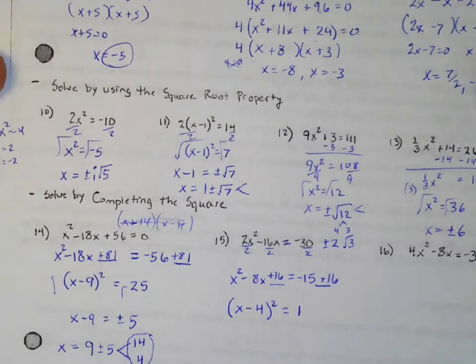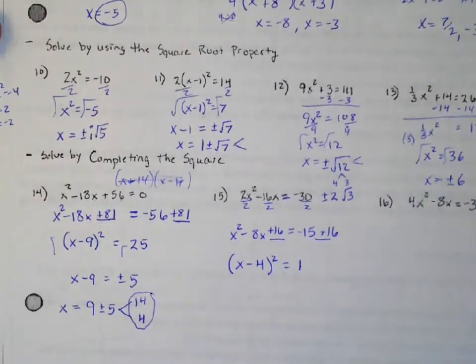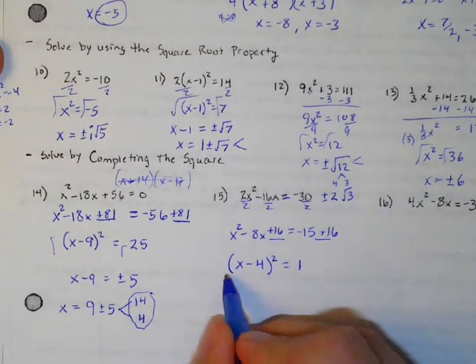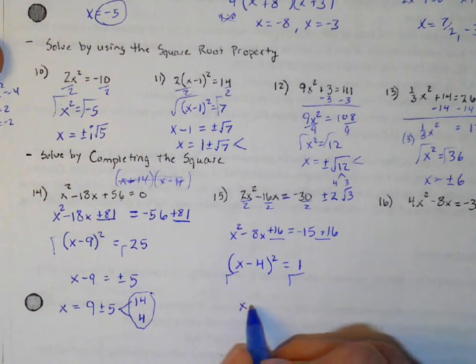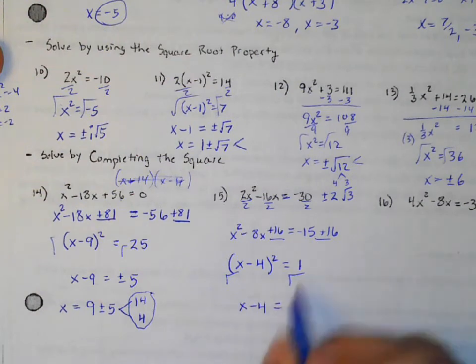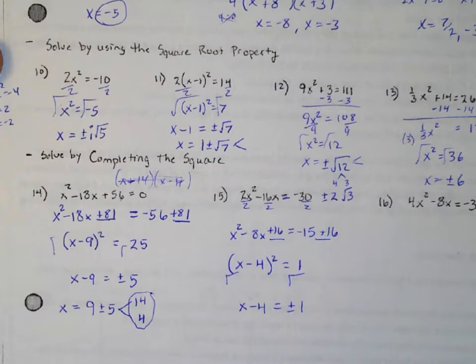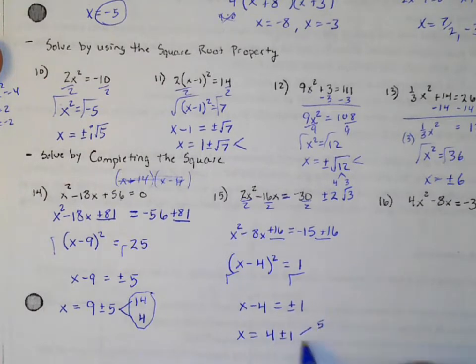Okay, then I want to solve it out, get rid of the square. So take the square root of both sides. So x minus 4 equals plus or minus 1. Square root of 1 is 1. And then lastly, add 4 to the other side. So I have 4 plus or minus 1. So 4 plus 1 is 5, 4 minus 1 is 3. I have my two solutions.